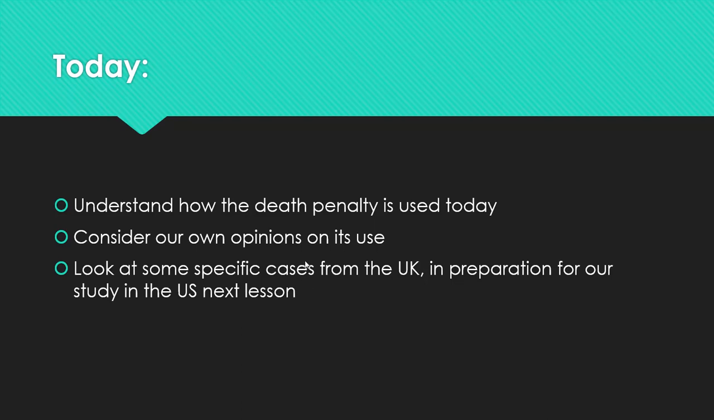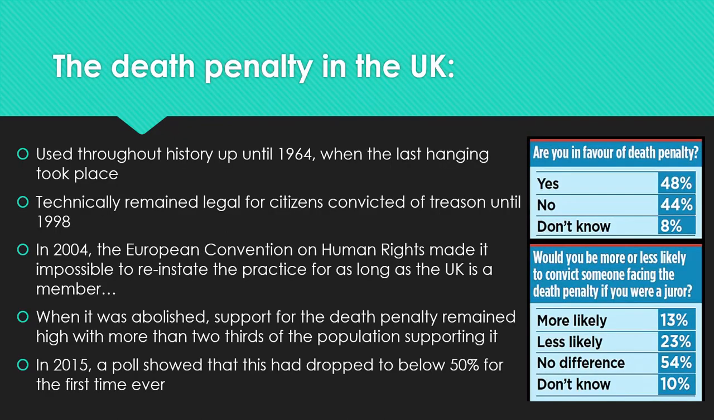So the death penalty in the UK. Up until relatively recently, we used the death penalty. Now, the death penalty, if you didn't know, is the use of death as a sentence for a crime. Okay, it is killing someone if they have committed a crime, specific crimes.